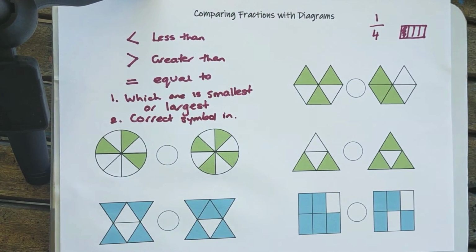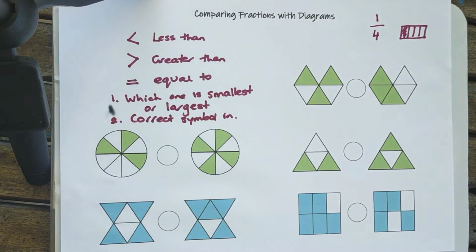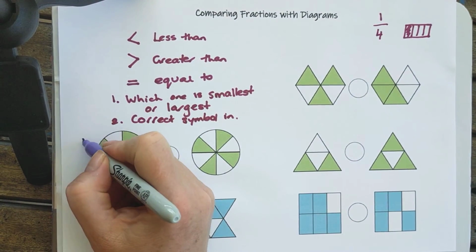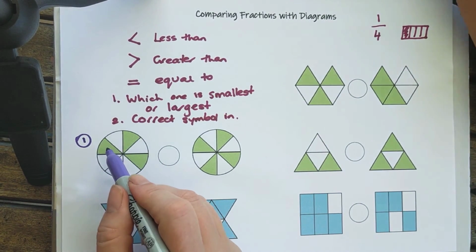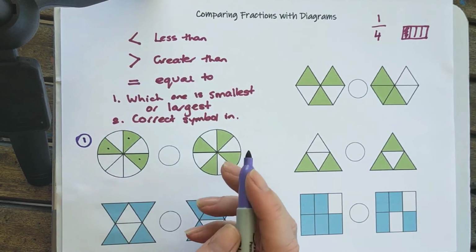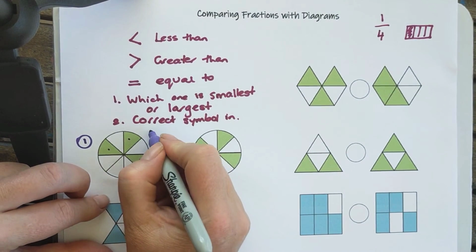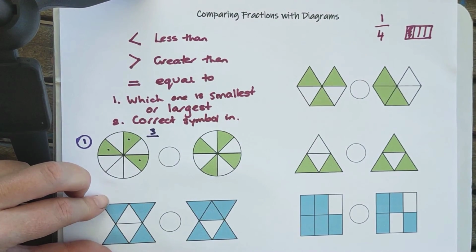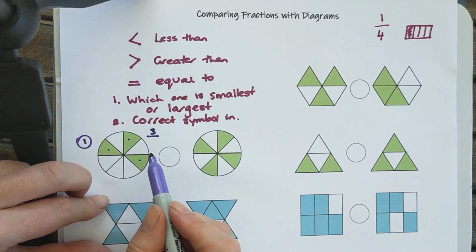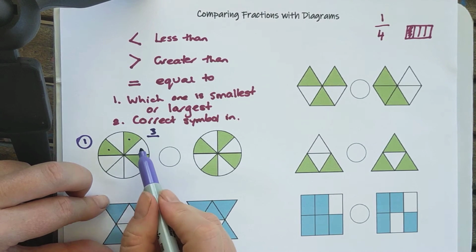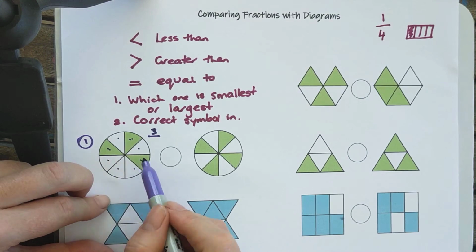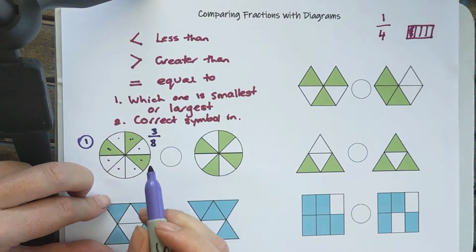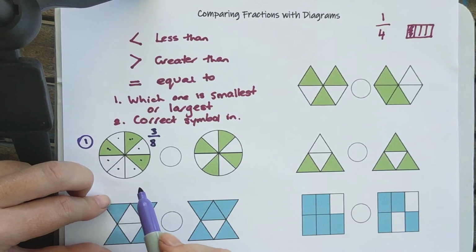So let's have a look at our first diagram here. Let's call this one number 1. We can say that this one's got 1, 2, 3 pieces that have been coloured in. So it's a fraction that's got 3 for the top number. We need to have a look at the bottom number. We've got 1, 2, 3, 4, 5, 6, 7, 8 pieces altogether. So we've got 3 pieces cut out.